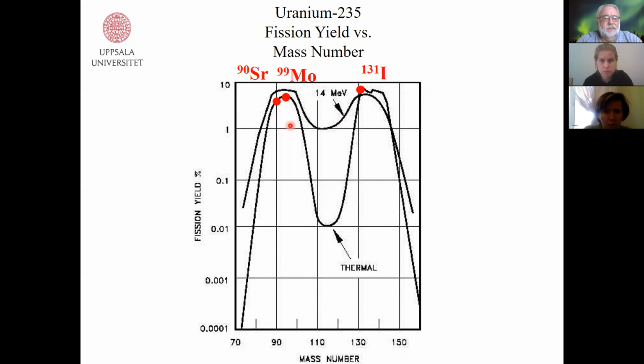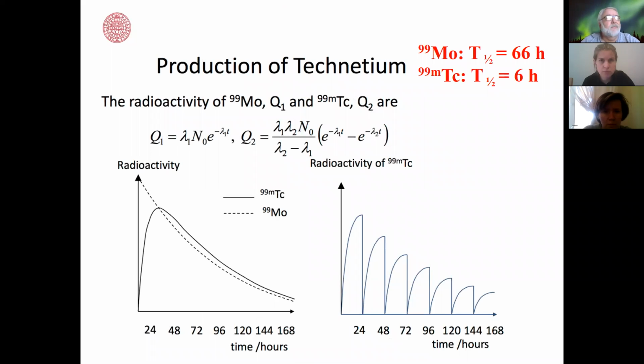One of the products is molybdenum-99. And this radionuclide decays with a half-life of 66 hours, well, 65.94 to be exact. And it decays to technetium-99m, which is a metastable radionuclide, which further decays by isomeric transition to ground state.